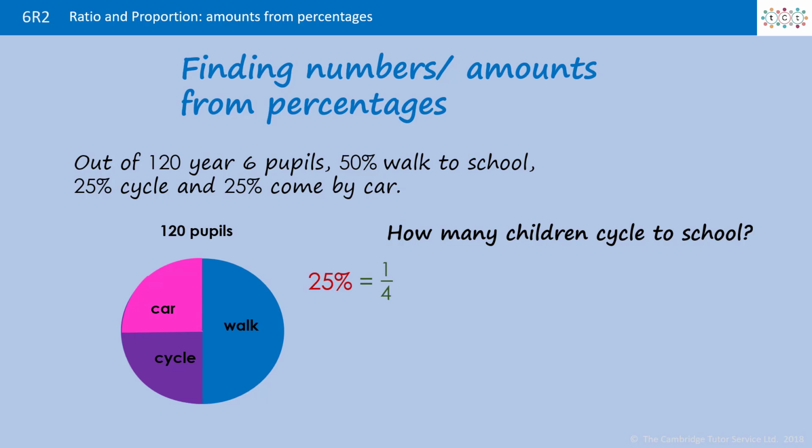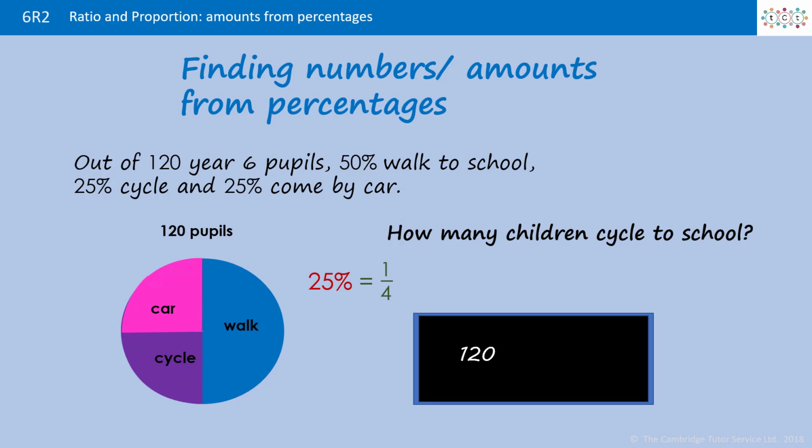Remember that 25% represents 1/4. 120 children in Year 6. If we divide that by 4 to find a quarter, that will give us the number of children who cycle to school, which is 30.